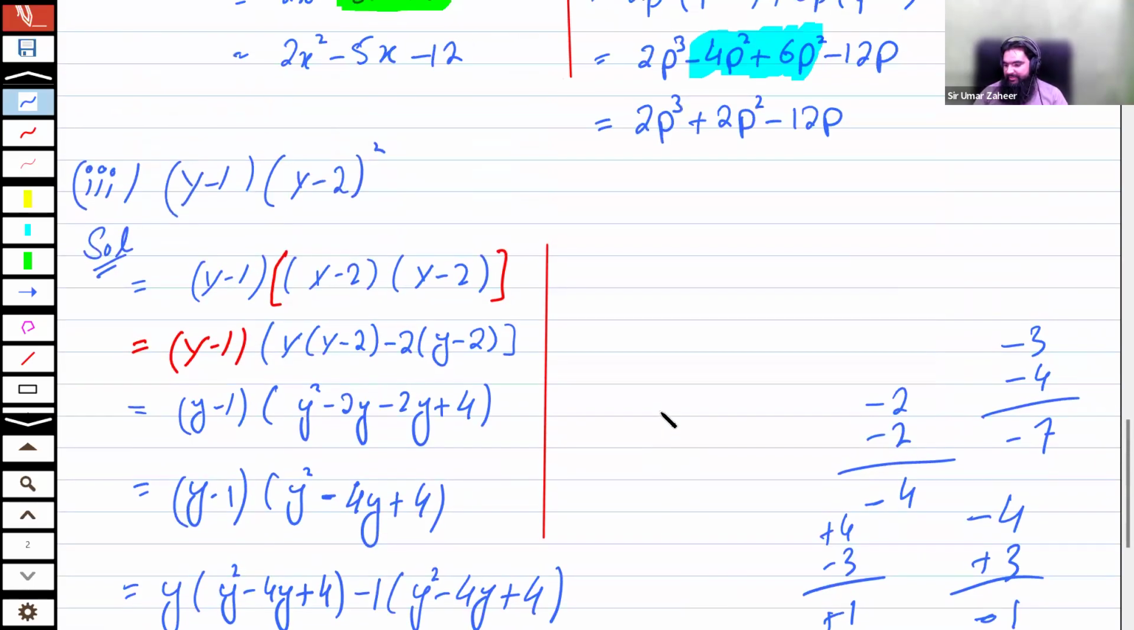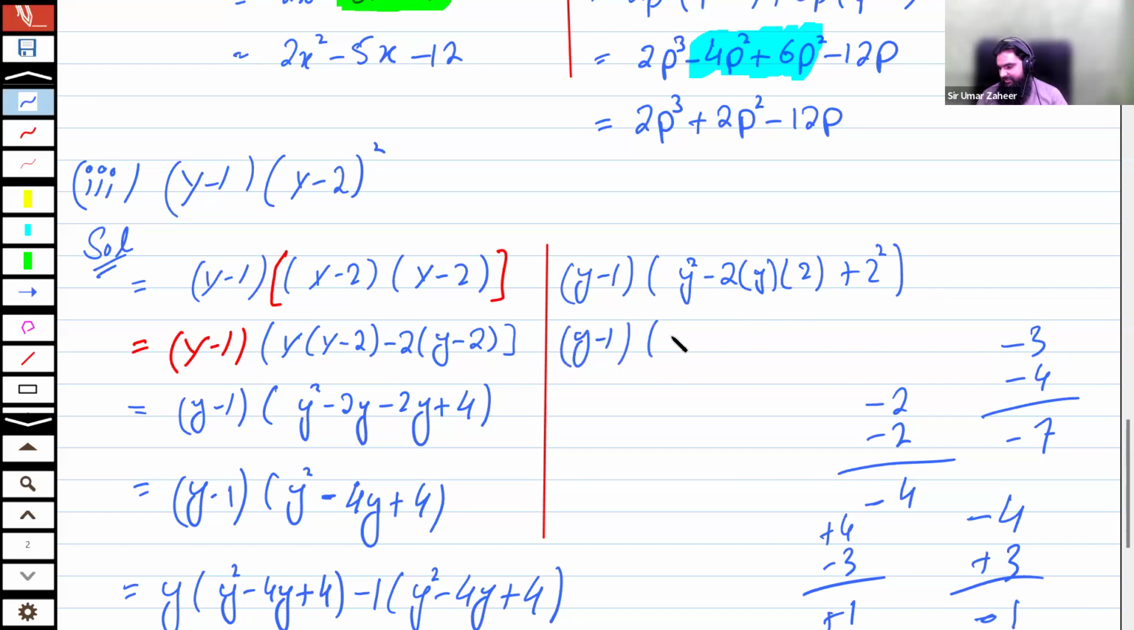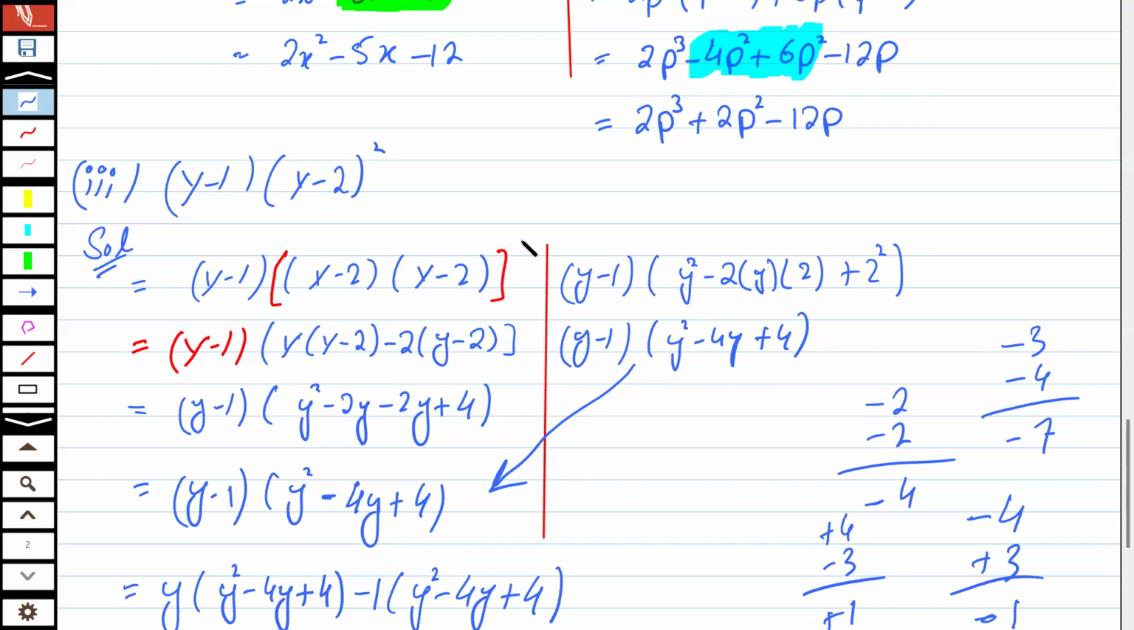Now you're talking about the identity. So yes, we can use the identity here. The identity is the first term square, that means y square, minus 2ab plus b square. So you will get the value directly, y square minus 4y plus 4. You will reach the fourth step. So Zimel, you can do it this way as well. Okay, thank you.